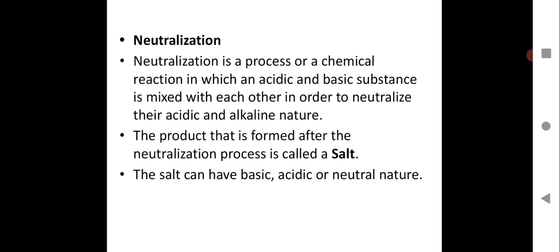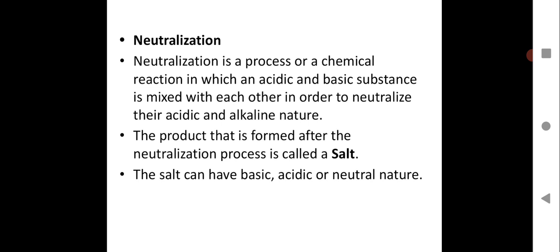Why? Because acid and the base have opposite nature. When they are added, they neutralize each other. They neutralize the effect of each other. As you keep adding acid and base together, a point will be reached where they neutralize each other completely and you will get a neutral solution. Even if you check with any indicator, it will show no color change. This is a neutralization reaction.